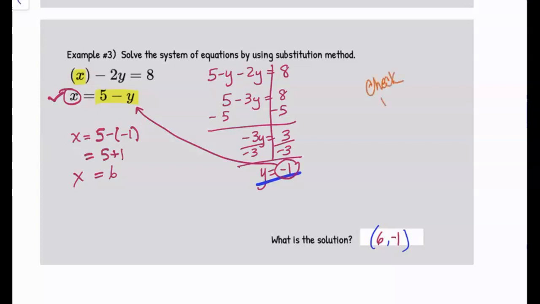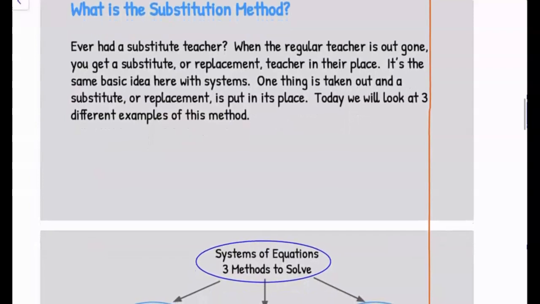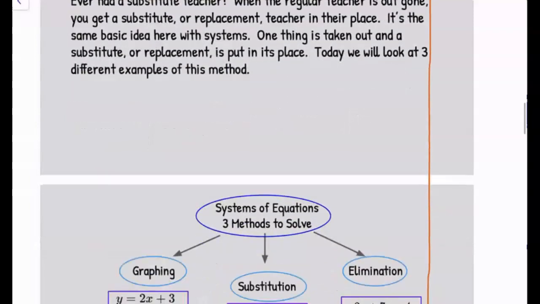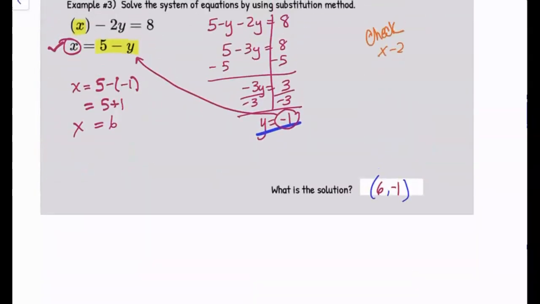This is a check on the first one, which was x minus 2y equals 8. So we are going to substitute back in, and we have 6 minus 2 times negative 1. What does that equal? Well, 6 minus 2 times negative 1 is 6 plus 2, and that equals 8, and it checks.